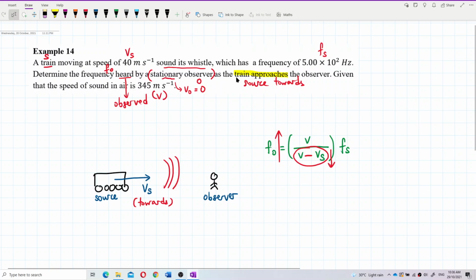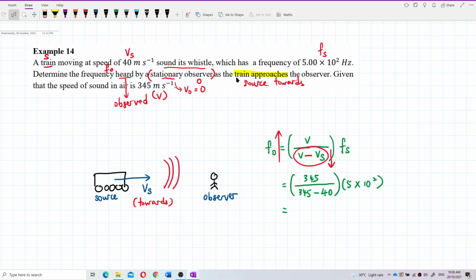Okay, so let's find out. Put in our values: V, which is 345, divided by 345 minus our source velocity, 40, and then our source frequency is 5 exponent 2. Let's calculate our observed frequency. So our answer is 565.57 Hertz. So that's it.